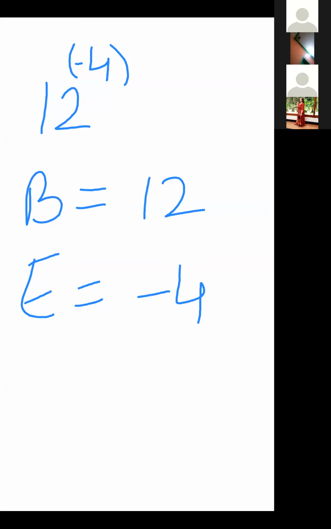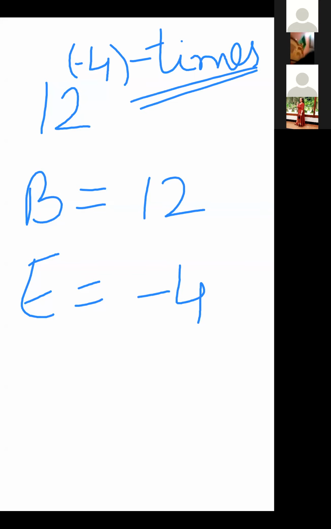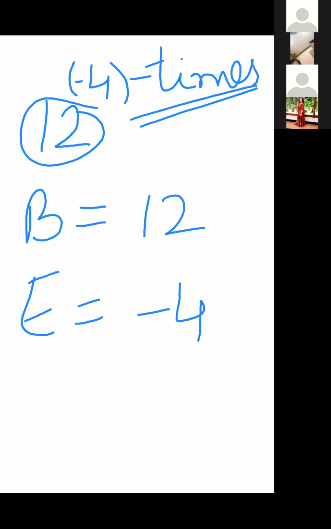So what is the exponent? Exponent means the number of times. Remember this. Exponent means times. The number is multiplied how many times? That is called exponent. Is it clear? Yes, ma'am. Understood? Now don't forget. Exponent means the number of times the number is multiplied. Okay? Good. Mute yourself now.